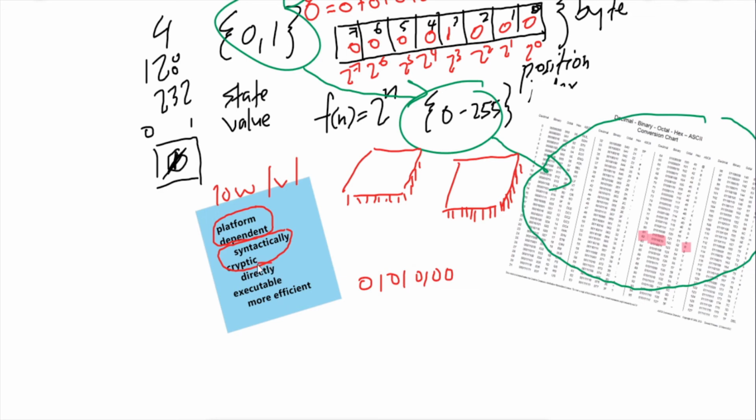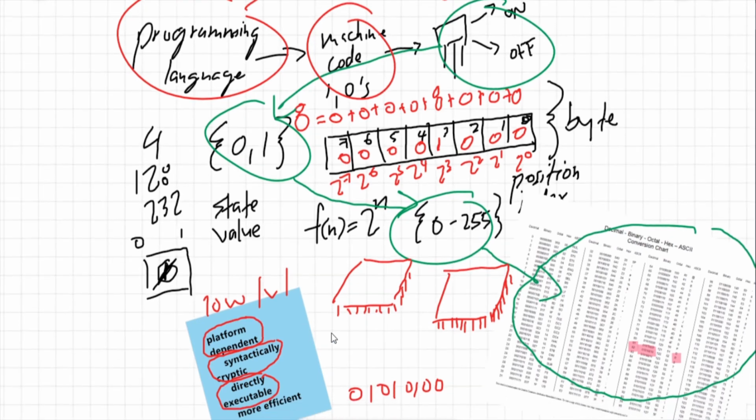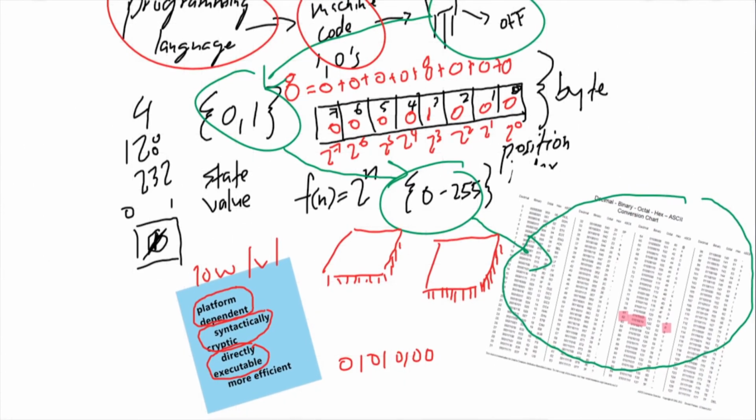Now, they are directly executable. What does that mean? Well, if you remember up here, the machine code sits directly right next to the hardware. And so programs written in machine code don't need to be translated into machine code because they're already machine code. They can run directly without any translation and manipulate the hardware. And because of this, they are also more efficient.